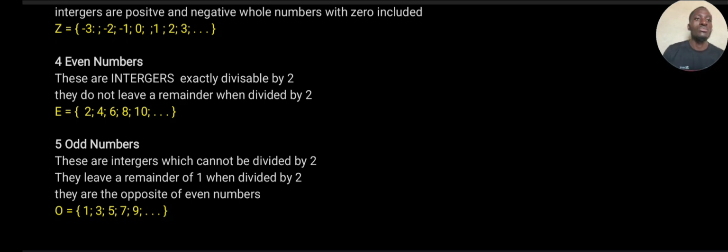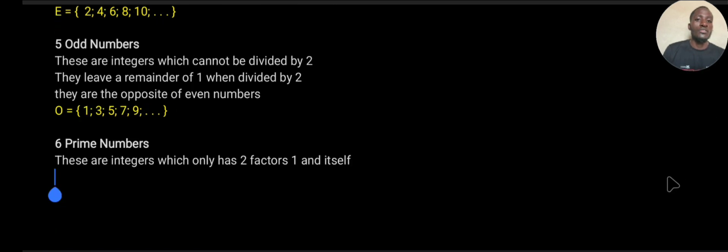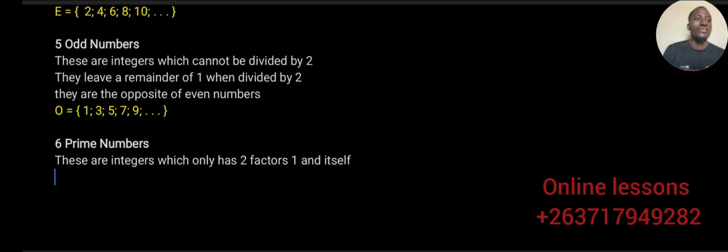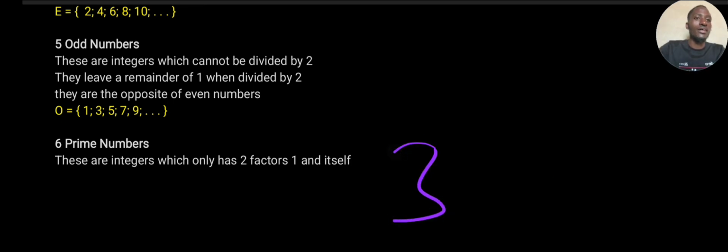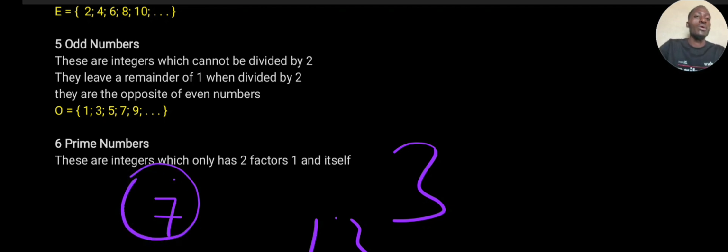So set number 6 that we want to talk about is prime numbers. A prime number is an integer which only has 2 factors, right? The 2 factors are 1 and itself. Take for example the number 3. The only factors of 3 are 1 and 3 itself, so that is a prime number. Another example is 7. The only factors of 7, that is the numbers that divide exactly into 7 without leaving a remainder, are 1 and 7. So 7 is also a prime number.